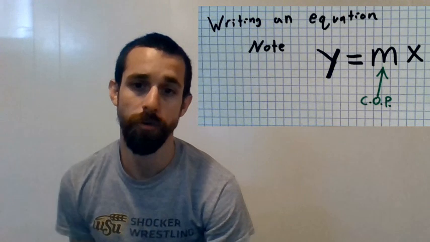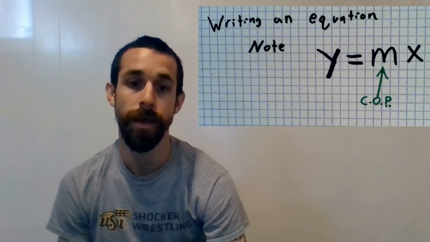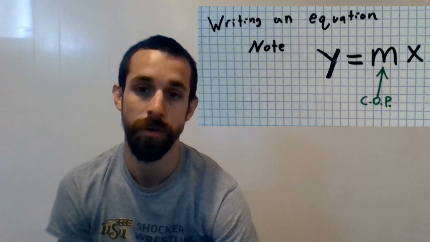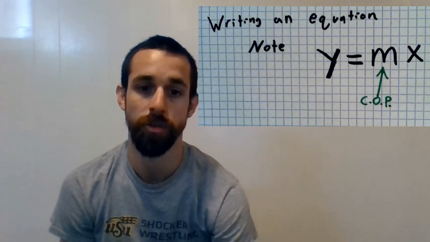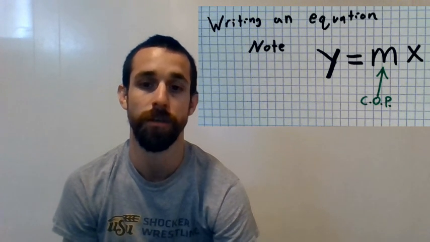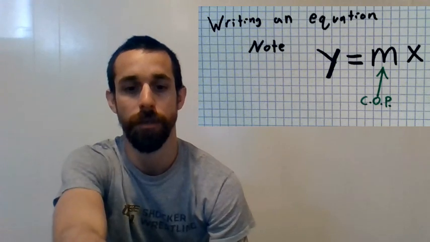So when we are writing our equations, they're going to be in this format. y equals mx, and the x and the y are your unknown variables. They're just going to stay y and x. The only thing that you're going to change is your constant of proportionality for your equation. So that's your m letter. The letter m represents your constant of proportionality.